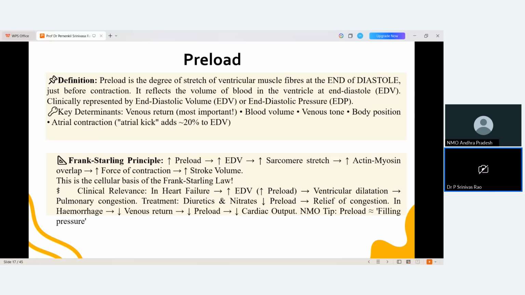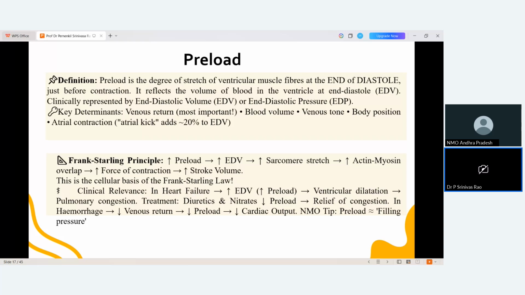For you to understand this principle, imagine that you are having a rubber band in your hand. When you pull it for a certain length, what will happen? It will contract very, very fast. But suppose you keep on pulling, it will break, isn't it? So as long as it is not broken, the rubber band will follow the Frank-Starling's law. What does it mean? Within physiological limits, the stretch will cause a very fast contraction.